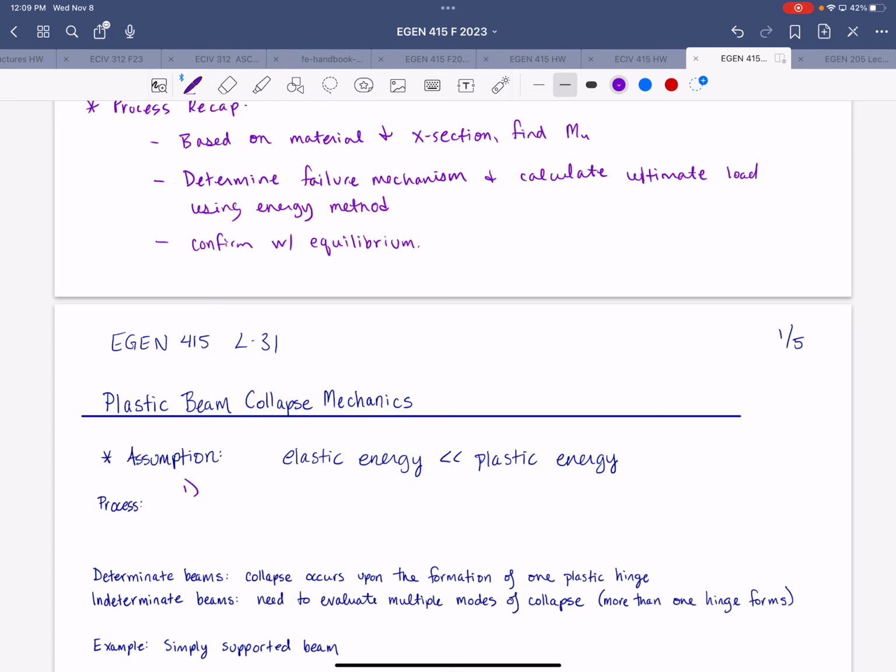This is kind of redundant because we just did this, but this is intended to be a new day right here. So determine the ultimate moment, and then also the corresponding Pu or Qu, etc. Whatever applied loadings you are considering, you're going to want to know what the value would be to cause collapse. So that's your ultimate load. And then solve for the collapse mechanism.